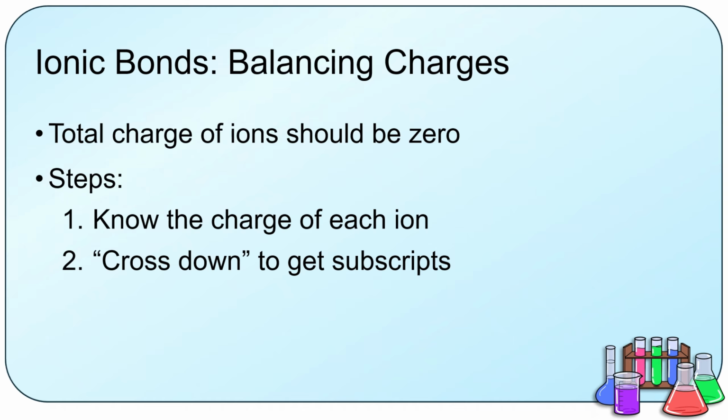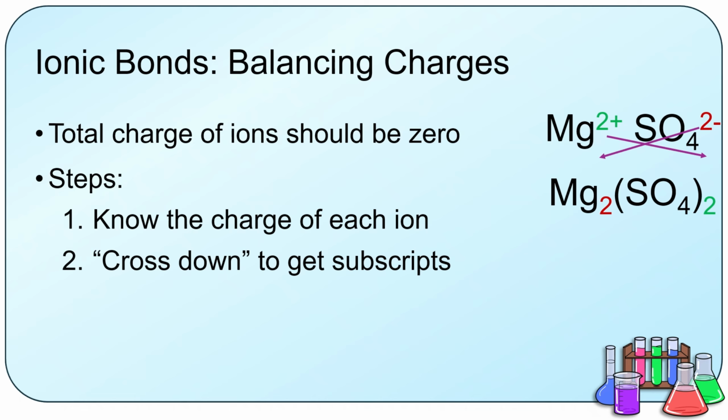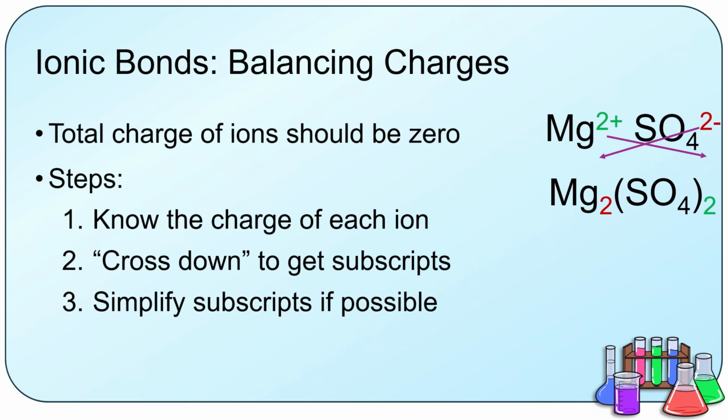The process is the same for polyatomic ions. Here's magnesium and sulfate. We take the 2's and cross them down. One additional step you should do is simplify subscripts if possible. For magnesium sulfate, I can simplify the 2's and get MgSO4.